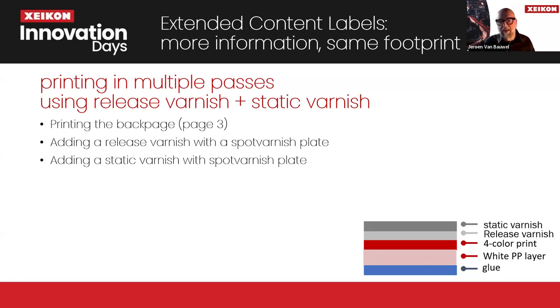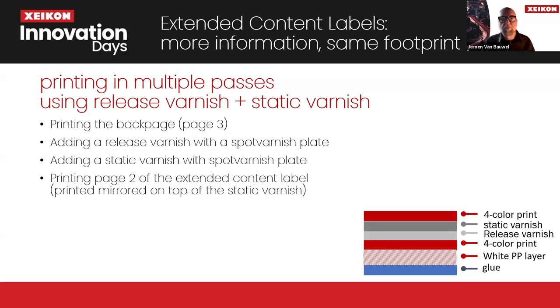We put that complete construction into the XEIKON press again. And for this example, we used XEIKON Cheetah or dry toner technology. And in register with the earlier printed pages, we will be printing page 2 of the extended content label, which is the page that later will be visible in the glue side after peeling off or after opening the construction. Of course, remember this page needs to be printed mirrored, since it will later be transferred to the upper page.